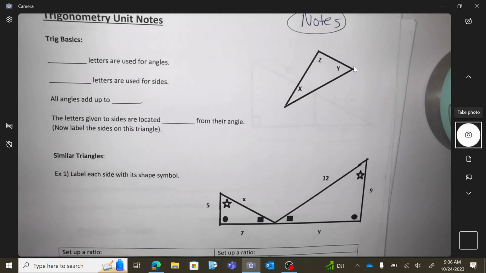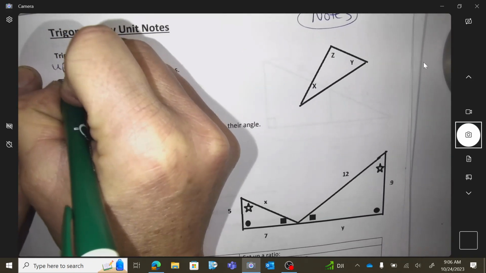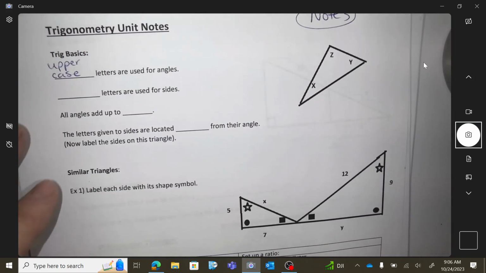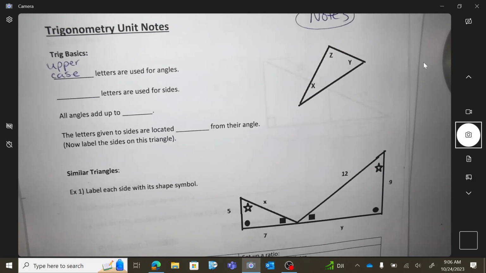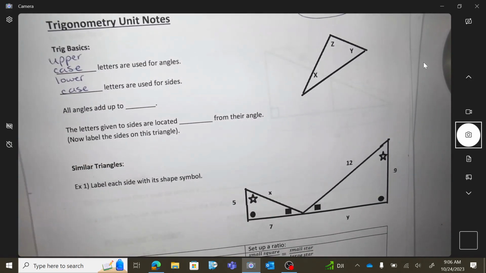Trigonometry is what we're going to start today. So starting with trigonometry, we're going to talk about some basic things. When we talk about angles, you're supposed to be using uppercase letters. When you talk about a side, it would be a lowercase letter. So that's a basic property.